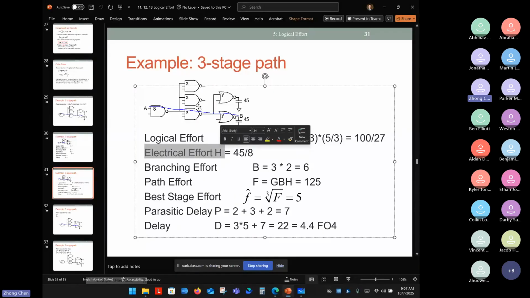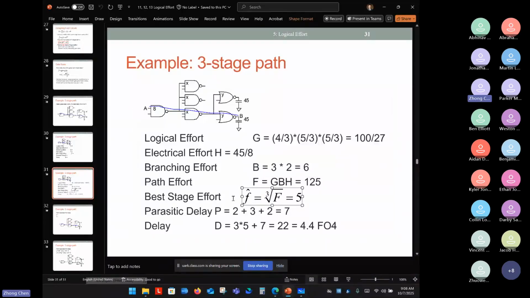That is the simplest one. You don't have to worry about intermediate stages. You just need to calculate the output capacitance divided by the input capacitance, which is 45 divided by 8. Now you have the GBH value, and you are able to calculate F. Once you have the capital F value, you can get the best stage effort, which is capital F to the power of 1/n. In this case the number of stages is equal to 3, so you use F to the power of 1/3. So that is 5. So you have the small f value.